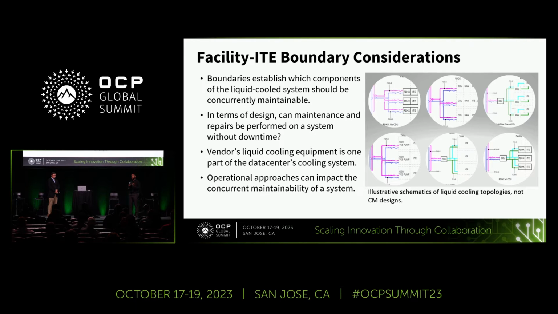And as we were doing that demarcation exercise, the question was always the same. In terms of design, can this component be maintained without bringing down the system or without downtime? And so those schematics you'll see on this side of the screen, these are not concurrently maintainable, but that was the kind of schematic we would be looking at in the meeting. And sometimes a vendor would see a line right through their solution, and they'd wonder what was going on.